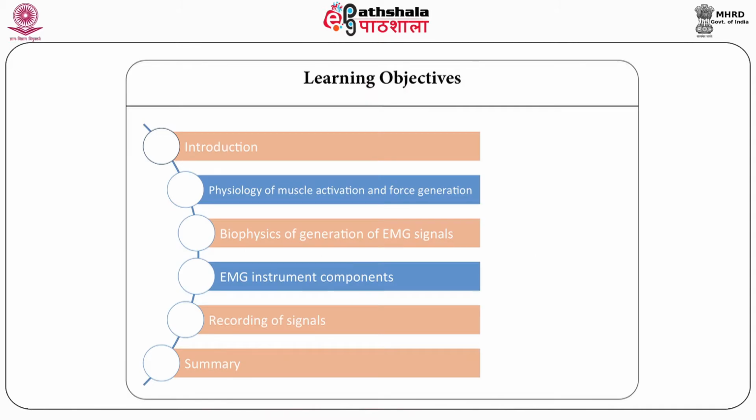The objectives of this module are the introduction, the physiology of muscle activation and force generation, the biophysics of generation of electromyographic signals, and the electromyography instrument and its various components. We will discuss then the recording of the signals, and finally we will conclude it with summary.